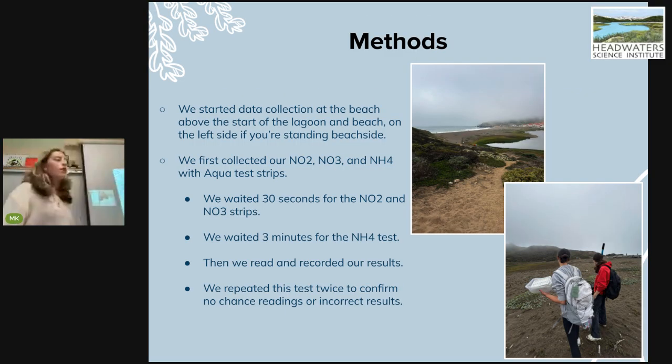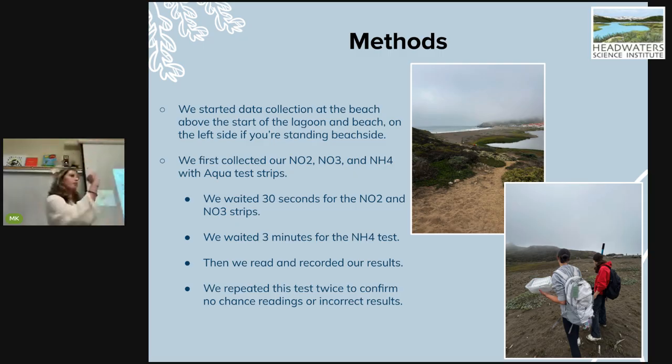So for our methods, we first started by collecting NO2, NO3, and NH4. So we used our test strips, and NO2 and NO3 were used. We would dip them into a cup of water, which we would just take from the lagoon. We'd leave it in and swirl it for 2 or 3 seconds, and then we would lay it out on our clipboard for 30 seconds.